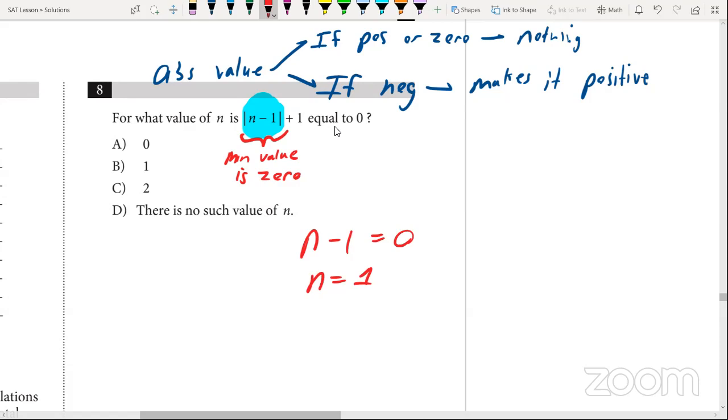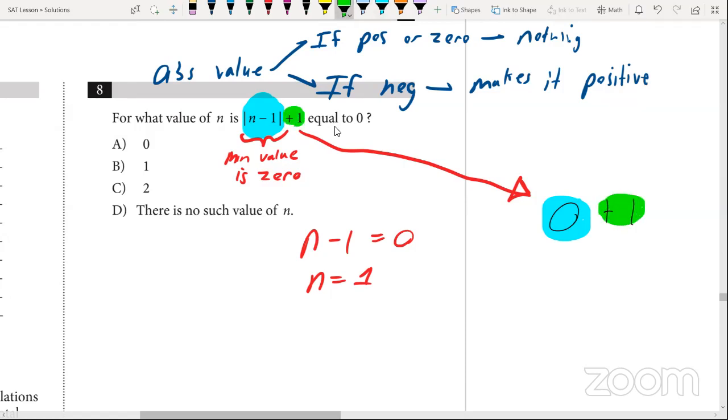So for what value of n is the whole expression equal to 0? Well, we just said that the smallest thing you could ever have in there is the blue thing equaling 0. So n-1 equals 0 if n equals 1. So this whole blue thing is 0 plus 1, which is this piece right here. So the smallest possible value for the whole thing is 1. Then how could we make it equal to 0 if the smallest possible value for it is 1? So the answer to number 8 is D. There's no such value of n that can do this.